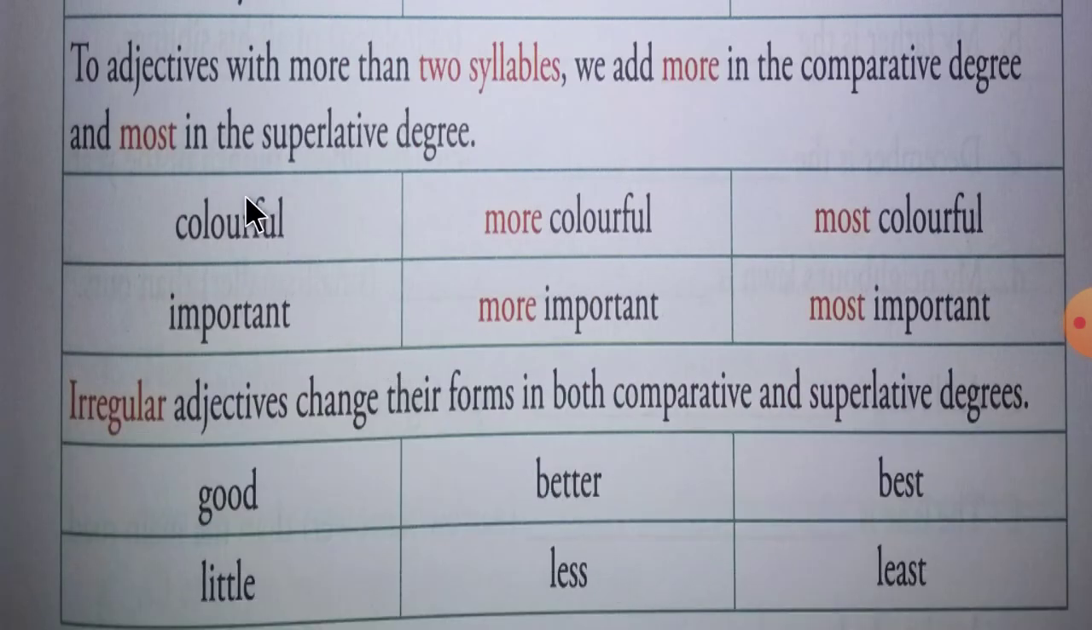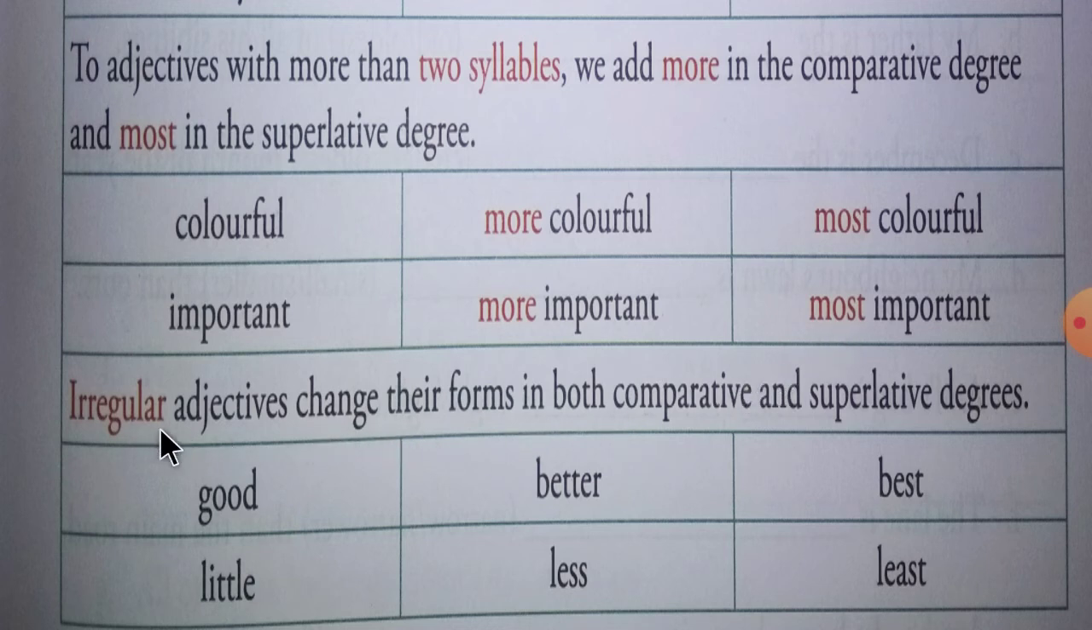Now, next, to adjectives with more than 2 syllables, we add more in the comparative degree and most in the superlative degree. Means, if there are more than 2 syllables, more than 2 vowels, we add more in comparative degree and most in superlative degree. For example, colorful, more colorful, most colorful. Important, more important, most important.